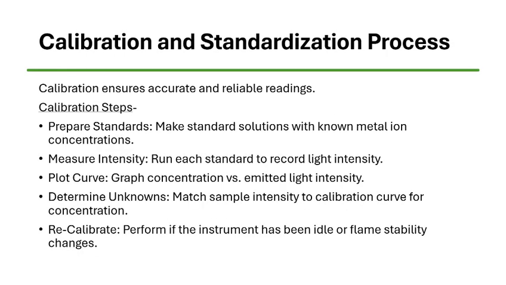Calibration and standardization process. Calibration is crucial for accurate readings. It involves preparing standard solutions of known concentrations, measuring their light intensity, and plotting a calibration curve. Unknown sample concentrations are determined by matching their intensity to the curve. Regular recalibration ensures reliability, especially after instrument downtime.